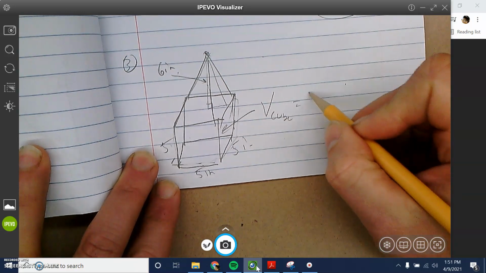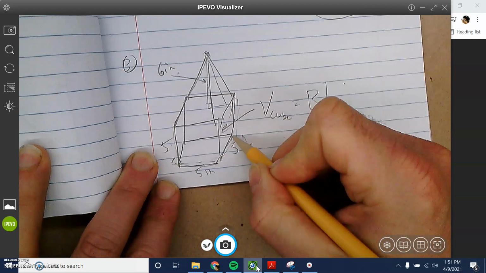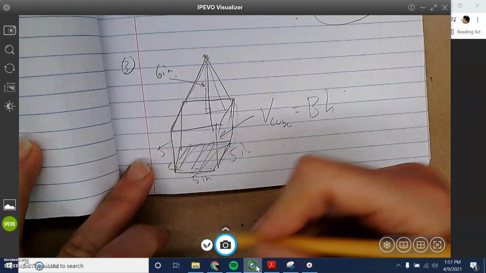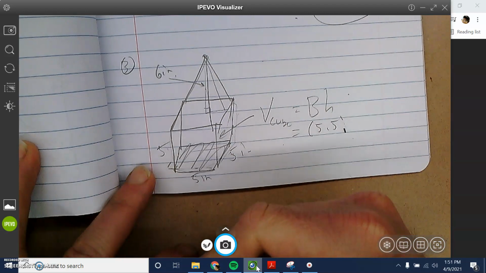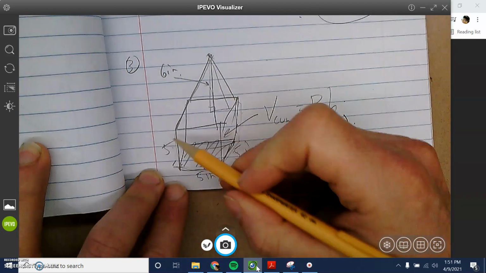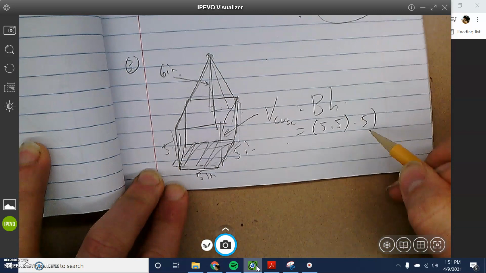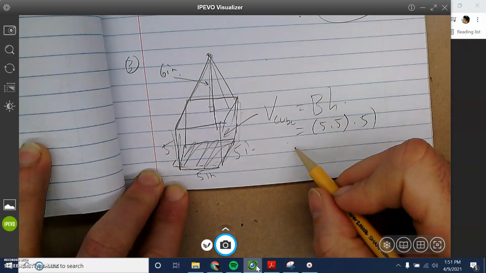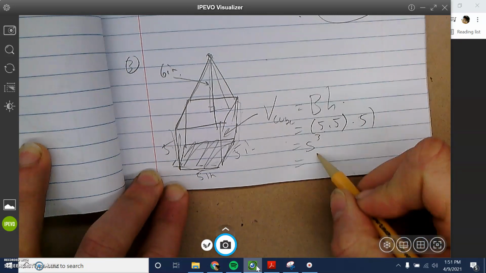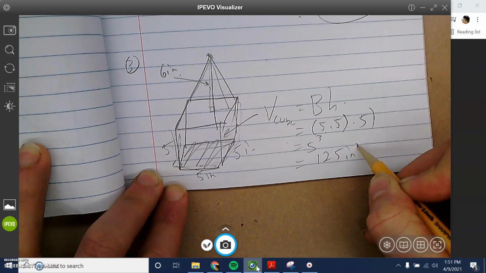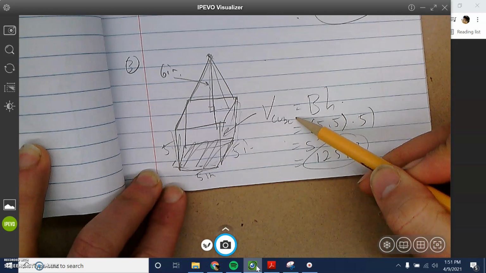So that's going to be area of the base times the height. The base here is 5 times 5. Broke the pencil. Times another 5, which is the height. So it's just side to the 3rd power, you can also say. So 5 times 5 is 25 times 5 is 125 inches cubed. So that's the volume of the cube.